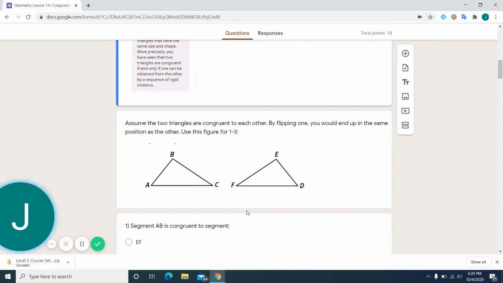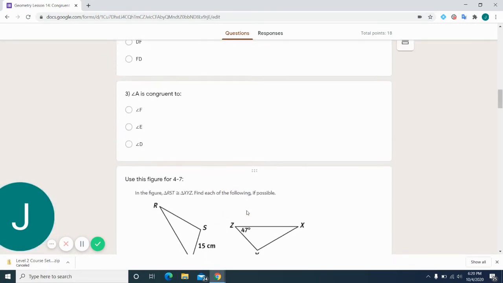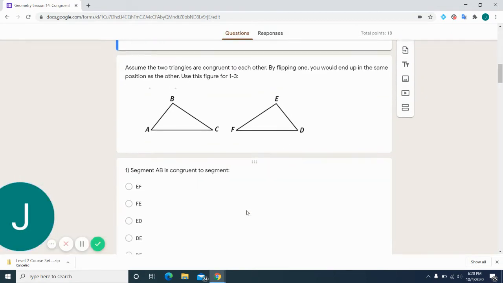So use that. I want you to try your best. Try to do 1, 2, and 3, and then I'll go over it with you. So pause, do 1, 2, and 3, and then I'll go over it with you.